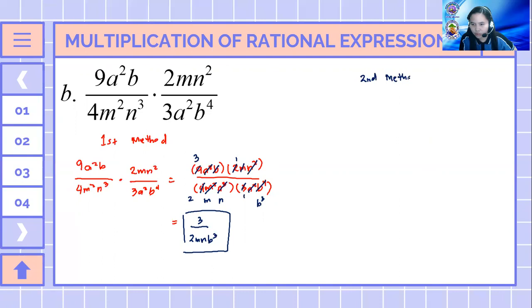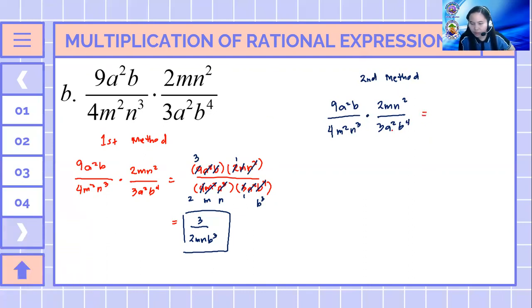So they are almost the same. We will use the cancellation. So we have 9a squared b over 4m squared n cubed times 2m n squared over 3a squared b raised to the fourth power. So let me use again another color.